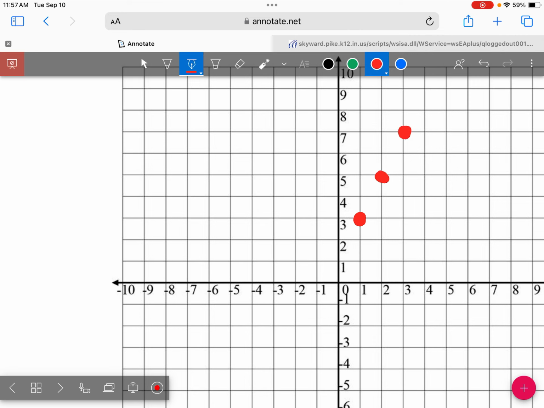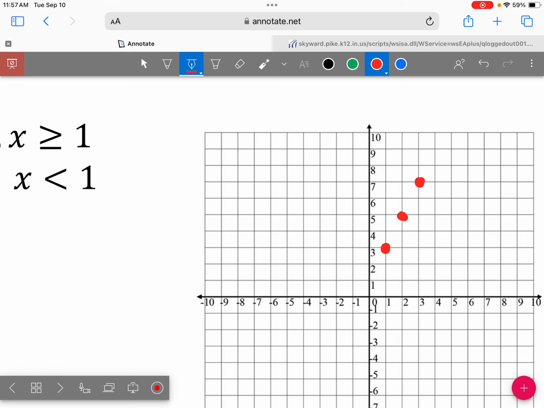Now in geometry, we call this a ray because it's only going in one direction, okay? So this is what you don't do. You don't do this. This is wrong. Why is that wrong? It's only greater than or equal to 1. So you're going to start your line at the 1 and it's only going towards the right. And that's that piece. So you're not graphing the whole equation. You're only graphing a piece of y equals 2x plus 1.